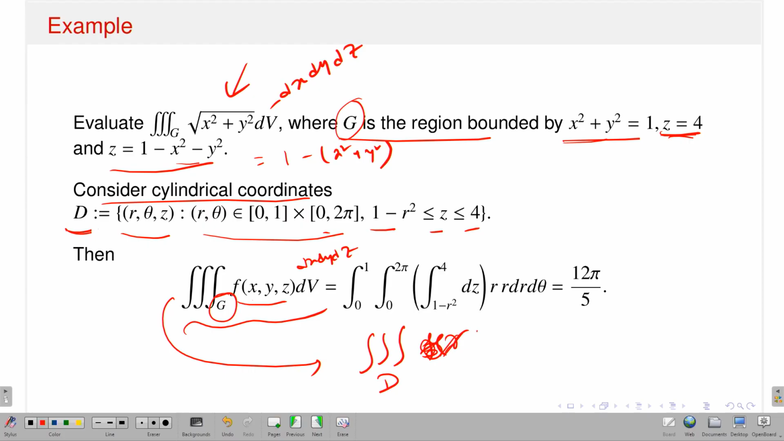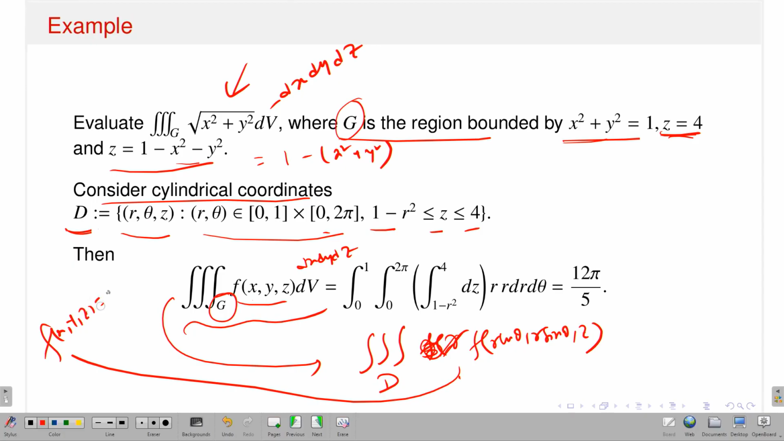So, in other words, f of x, y, z means f of r cosine theta, r sine theta, comma z. This is my function. What is my f of x, y, z? Here I should write f of x, y, z, which is nothing but the square root of x square plus y square. So the corresponding r, theta, z variable integrand will change, and the domain will change according to the cylindrical coordinate system which I have written here, and then what will happen?